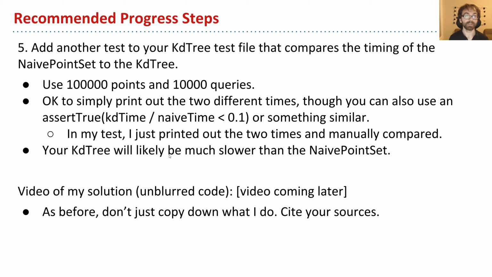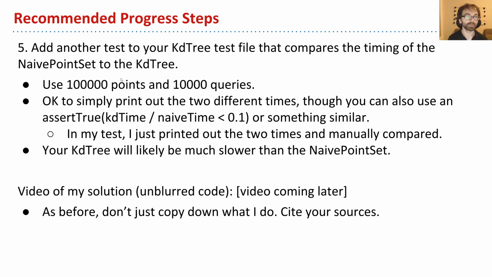So step 5 is to add another test that compares the timing of the naive point set to the KD tree. I would recommend, since the spec gives the example, using something like 100,000 points and 10,000 query points. That is, we're going to call nearest 10,000 times.